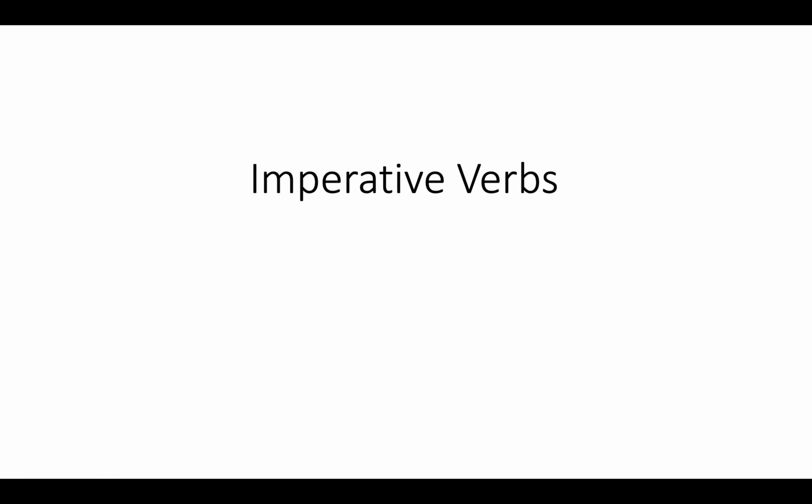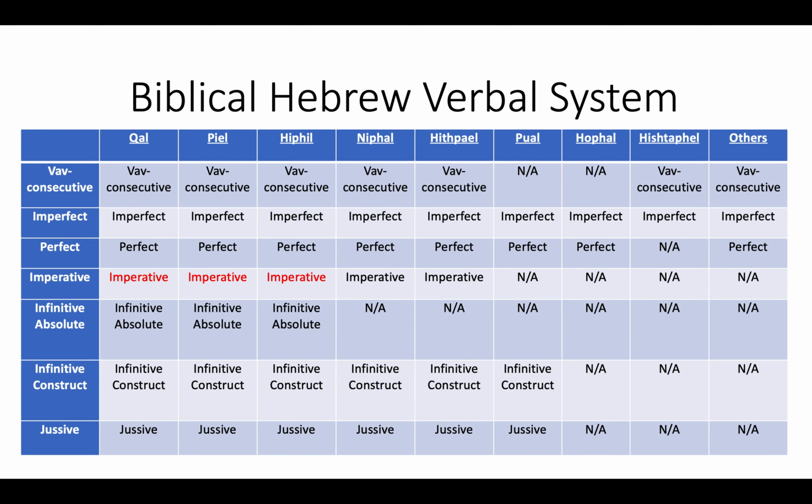Hi, everyone. Just a quick review of what we covered last week in class to help you prepare for the final. So, first topic is imperative verbs. Looking again at our hopefully familiar chart, we're on the imperative line. We've already talked about the verb consecutive, imperfect, perfect, and jussive in past classes. So this week we're going to talk about the imperative and the infinitives.